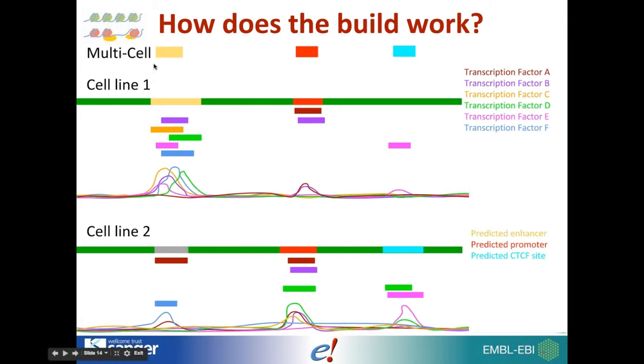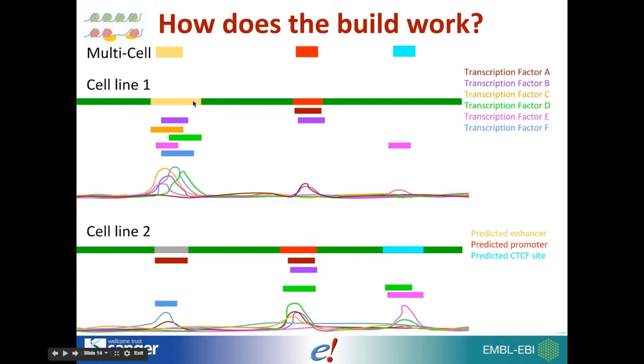So in our multi-cell track, we can say that this block here, there's a region here across all our cell lines which has this yellow activity. There's a region here across all our cell lines that has this red activity, and there's a region here that has this turquoise activity. Note that we don't have to see the activity in all the different cell lines. We're just saying that that activity has been seen overall. We then call each of these blocks.